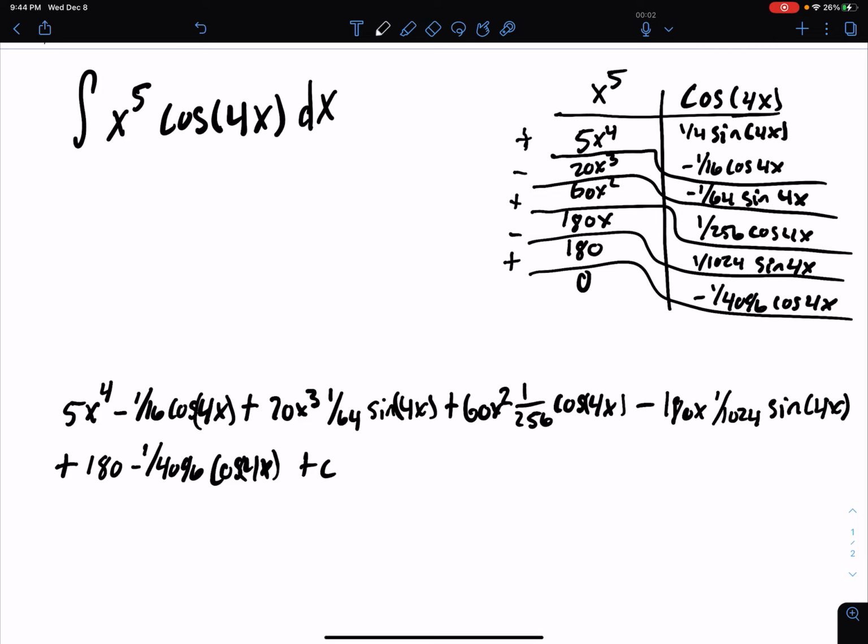Now you can take out a 1/4 or a 1/16 out of each fraction to make your answer a little bit simpler and a little bit shorter and easier to read, but this is still correct if you wanted to leave it like this, and that's what we're going to do. And this wraps up the first problem.